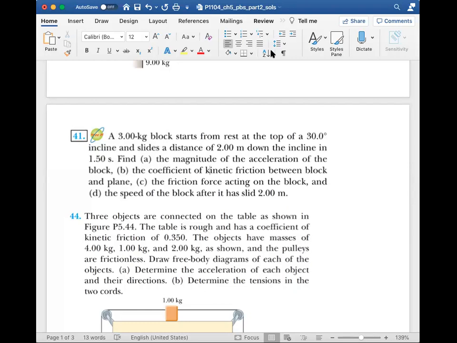We have to find the magnitude of the acceleration of the block, the coefficient of kinetic friction between the block and the plane, the friction force acting on the block, so it's the magnitude of this friction force, and finally the speed of the block after it has slid 2 meters.